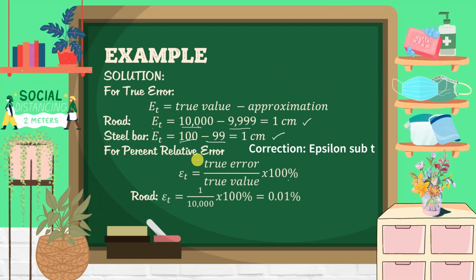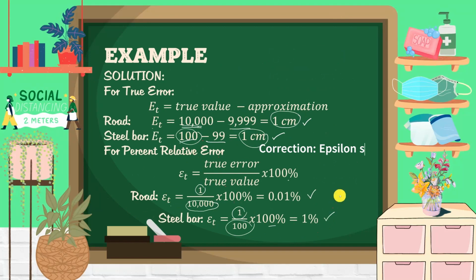So for the road, epsilon sub t is equal to 1 centimeter all over the true value 10,000, which gives 0.01%. And for the steel bar, the same 1 centimeter over 100 for the true value multiplied by 100%, we will have a 1% error. So, although both measurements have an error of 1 centimeter, you will notice that the relative error for the steel bar is much greater. We could conclude that we have done an adequate job of measuring the road, whereas our estimate for the steel bar leaves something to be desired.